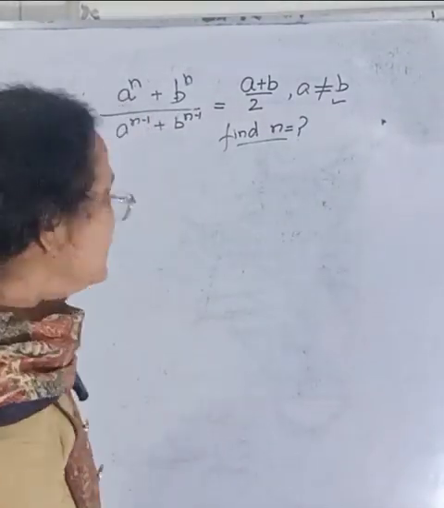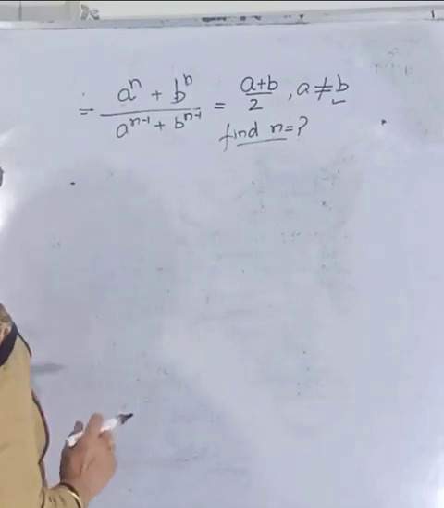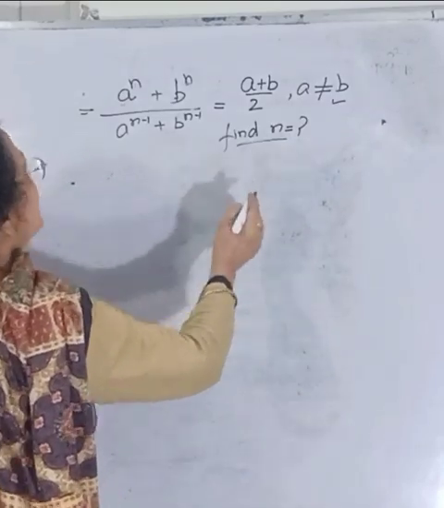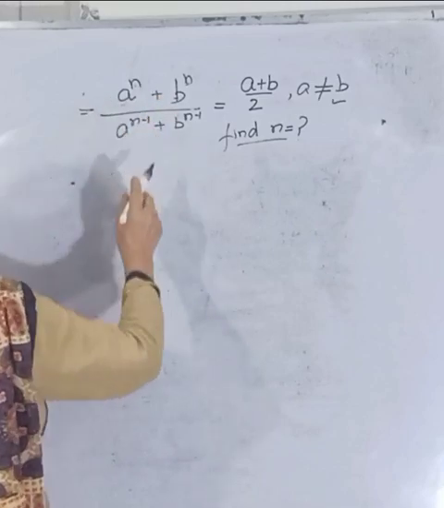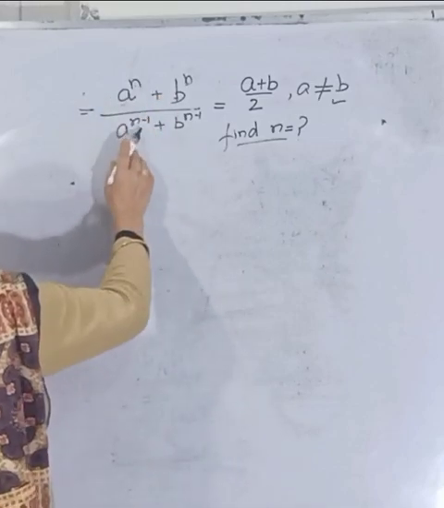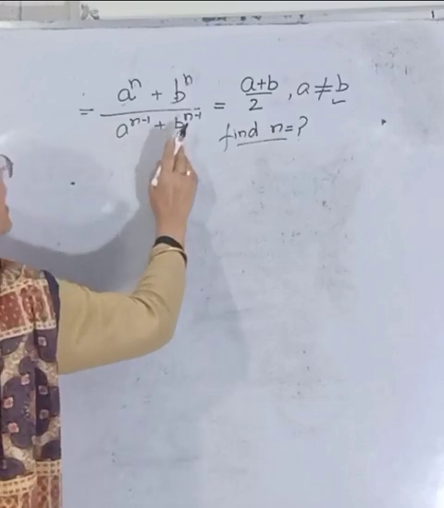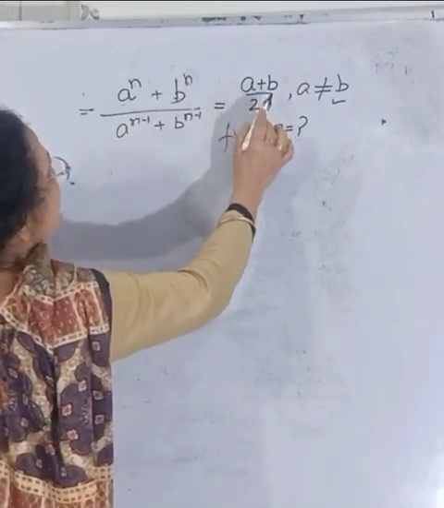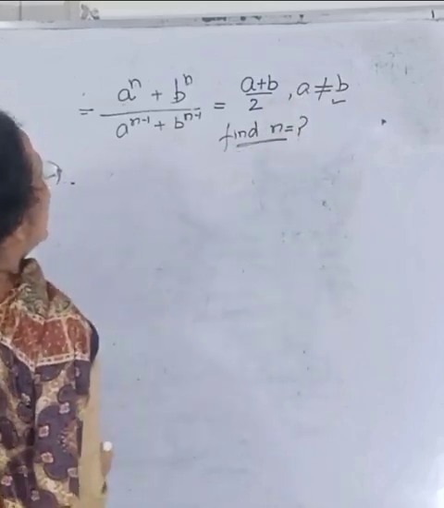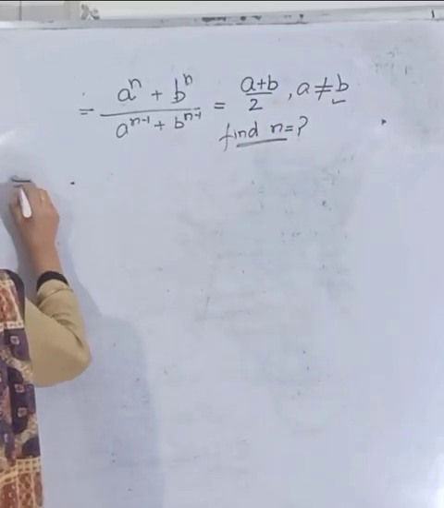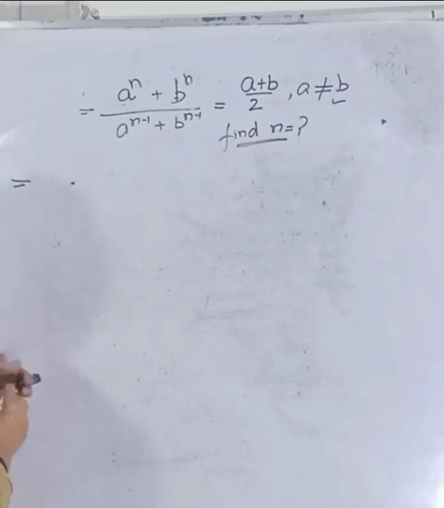Hello everyone. In this video, we have to find the value of n. We are given that (a^n + b^n)/(a^(n-1) + b^(n-1)) is equal to (a + b)/2, where a is not equal to b. We have to find the value of n. This was the condition. Now, we are going to start the solution.